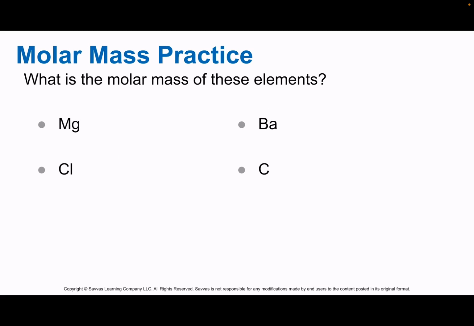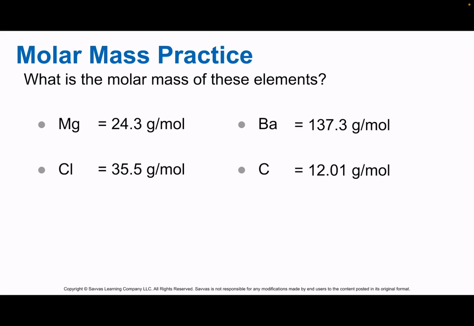So let's find the molar mass of these elements. Take your periodic tables. Feel free to hit the pause button before you do these. What is the molar mass of these elements? If we take magnesium, we'll find on the periodic table that it is 24.3 grams per mole. If we look at chlorine, we'll find 35.5 grams per mole. Barium, 137.3 grams per mole. And carbon, 12.01 grams per mole.